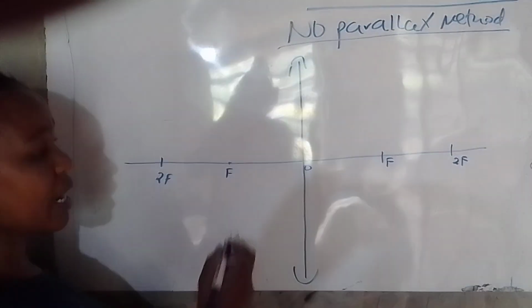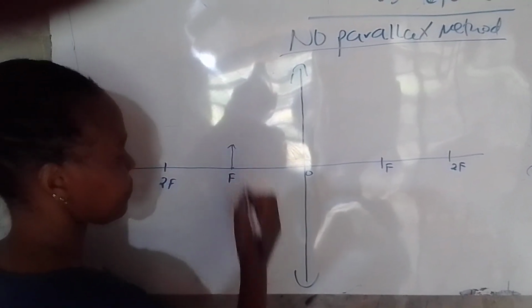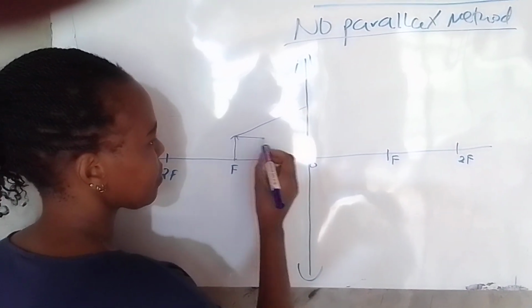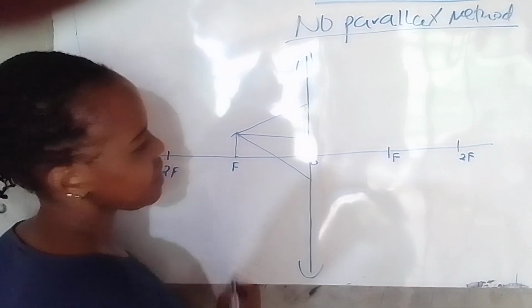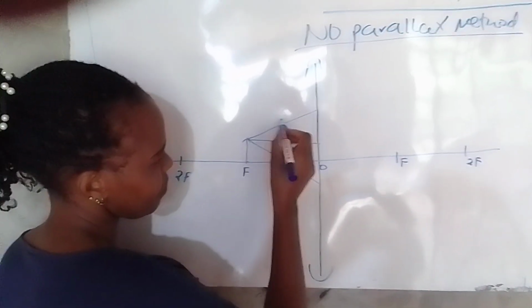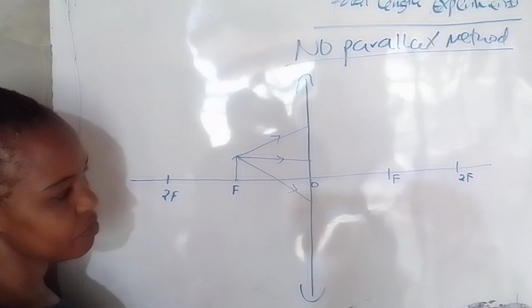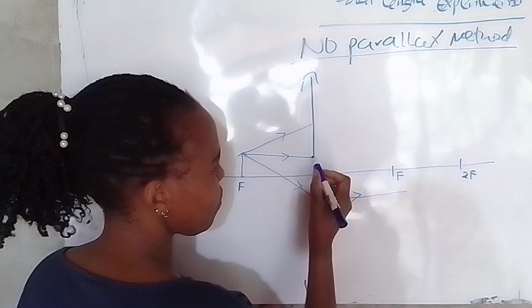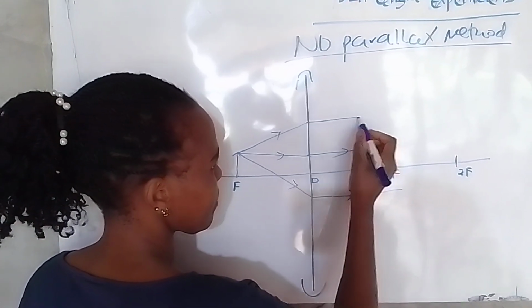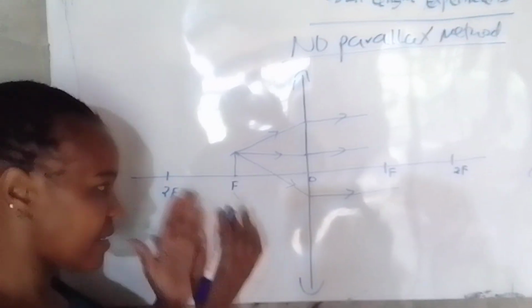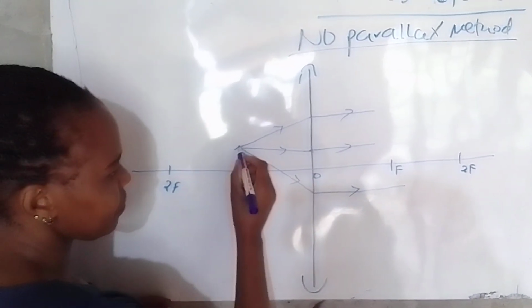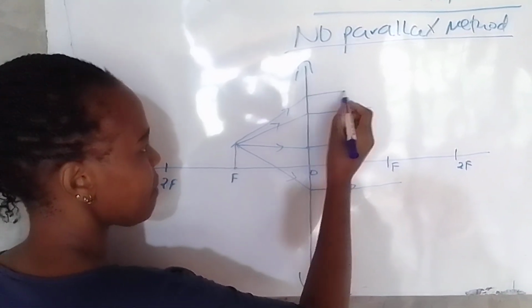Okay? Now rays are coming, let's say we have an object at F. Okay? An object is at F. Rays are coming from F. So we said any ray that is coming from F should be refracted parallel to the principal axis. Any ray that is coming from F, okay, as long as the object is at the principal focus, any ray that is coming from F should be refracted by the lens parallel to the principal axis.